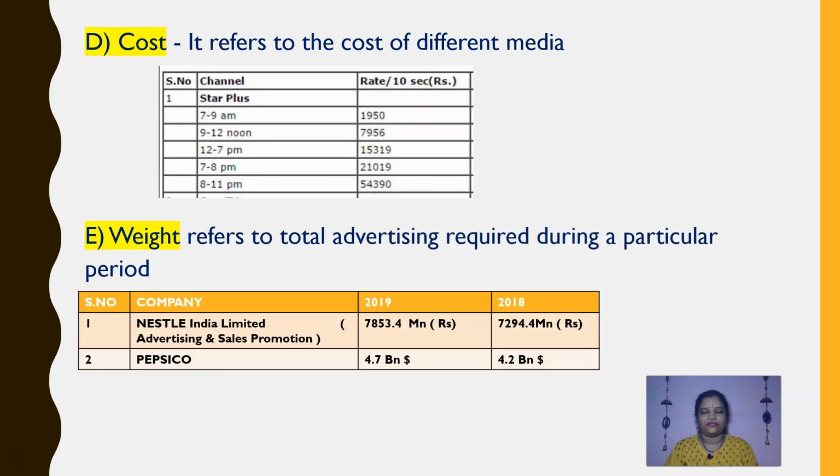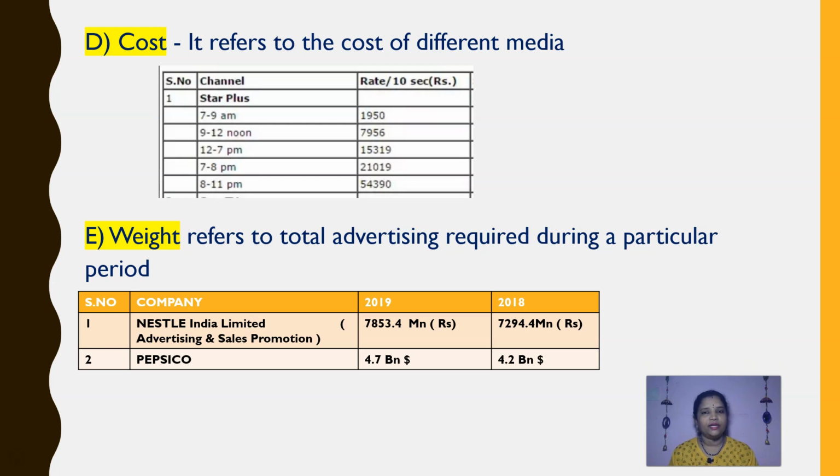Next comes the weight. Weight refers to the total advertising required during a particular period. So, this is a source from the annual reports of Nestle India and PepsiCo. As we see, in 2019, they spent 7853.4 million rupees, that's the expenditure by Nestle India on advertising and sales promotion. Similarly, in 2018, they spent 7294.4 million rupees.